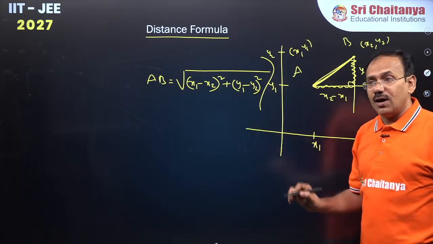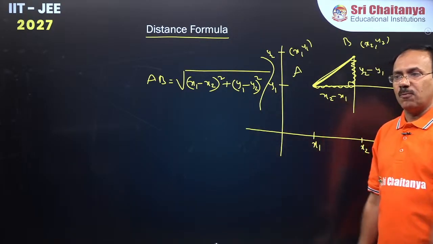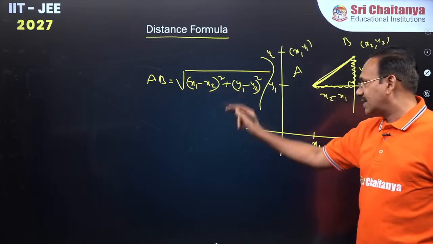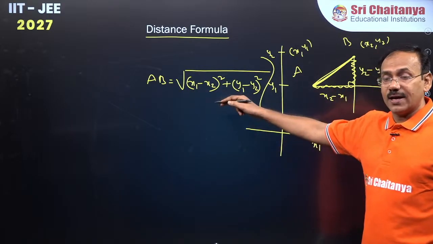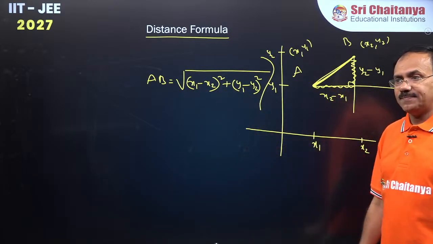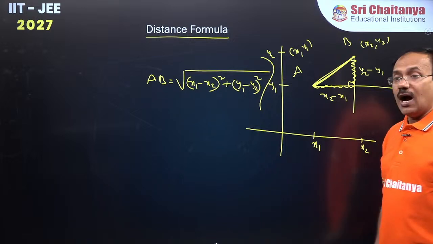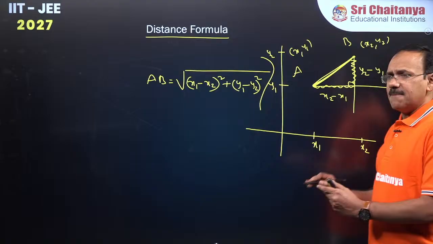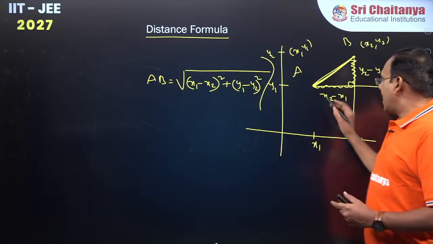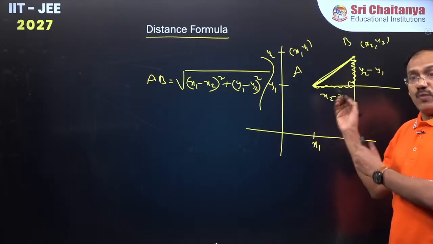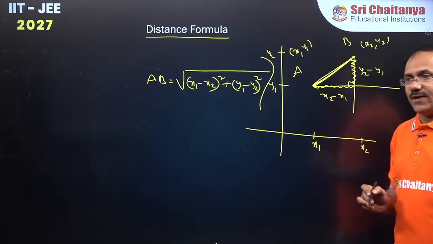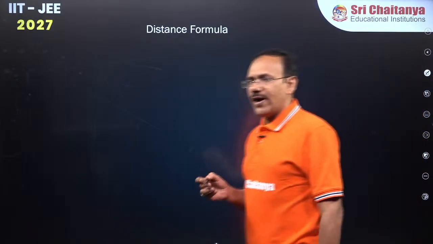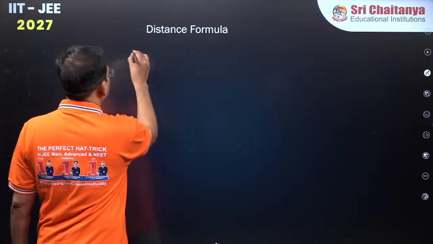This gives you a formula to find the distance between 2 points. It is x1 minus x2 or x2 minus x1, it doesn't matter, since we are taking the square anyhow. Clear, everyone? How to find the distance between 2 points in a plane is very simple: x-coordinates difference square plus y-coordinates difference square. Correct, everyone? So all of you try to answer this question.